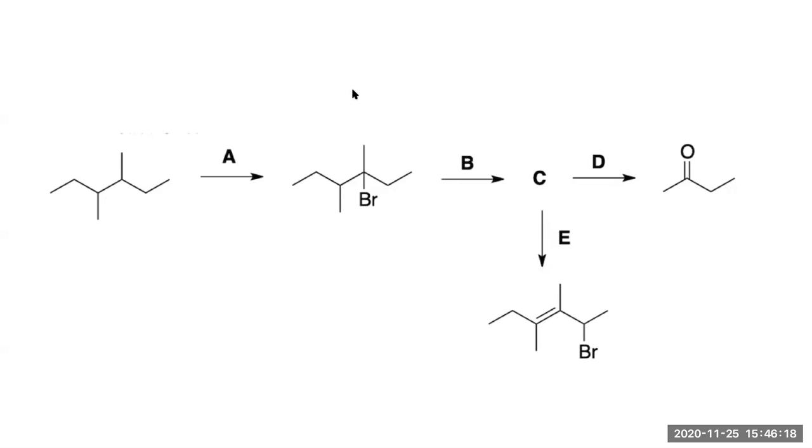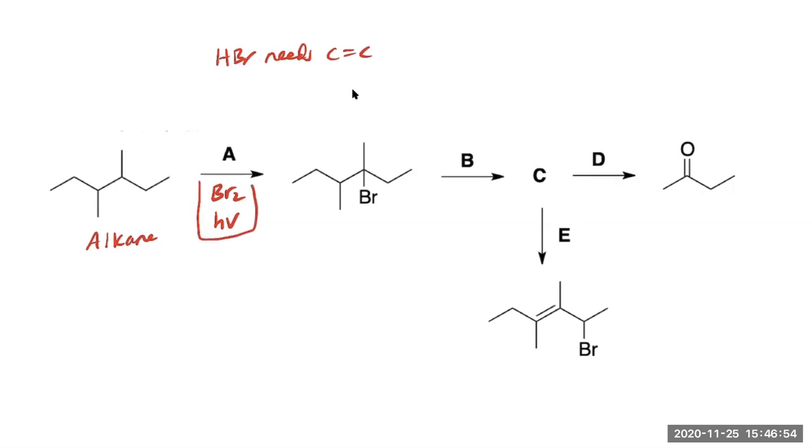So I have an alkane, and I'm treating it with A, whatever A is, and putting a bromine on the tertiary carbon. What does A have to be? HBr. HBr will put a bromine on something, but for HBr, Br2 I need light. HBr needs an alkene, a C double bond C. So this is Br2 in light. That's all you can do to an alkane. Sort of stuck. So Br2 in light is A. I put the bromine on.